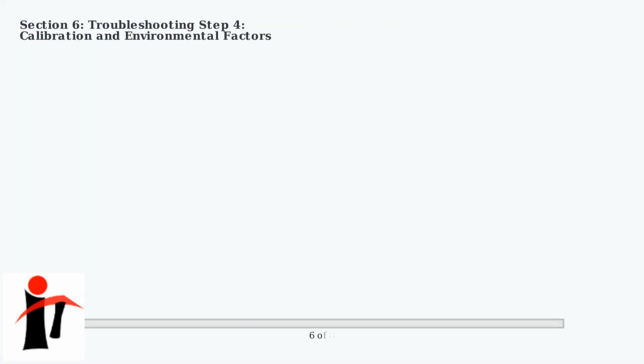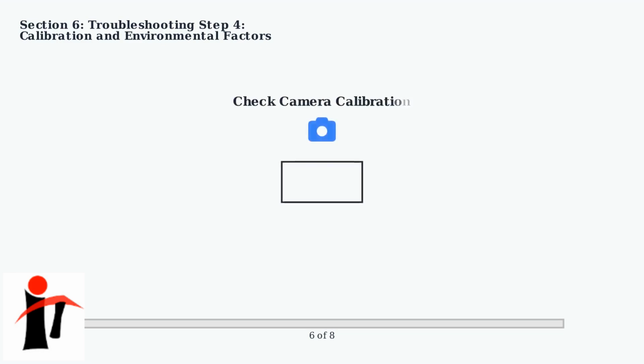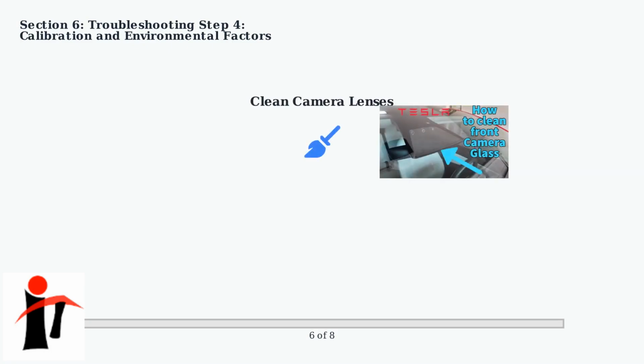Now we'll check the calibration of your Tesla's cameras and consider environmental factors that might interfere with the vision system. First, verify if the cameras are properly calibrated. Full calibration typically requires Tesla service tools, but you can check for basic issues yourself. Ensure the camera lenses are clean and unobstructed. Dirt, mud, or debris can block the camera's view.